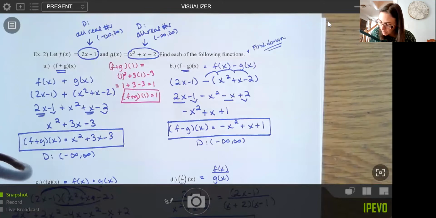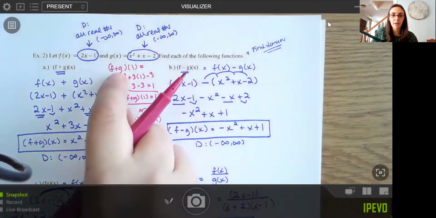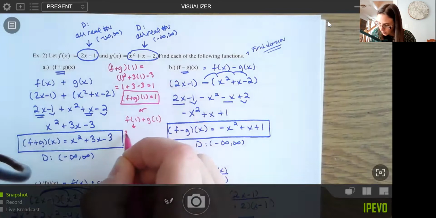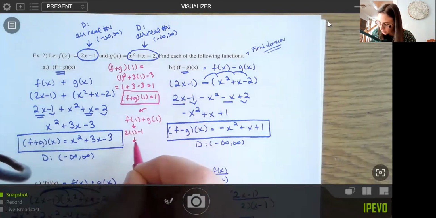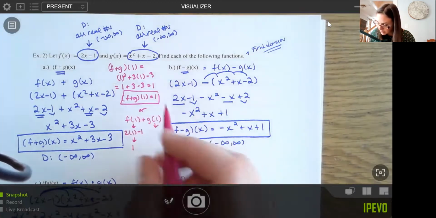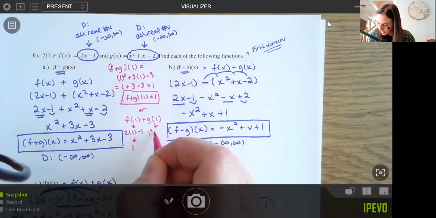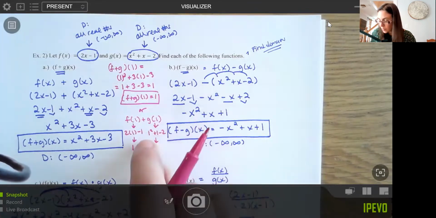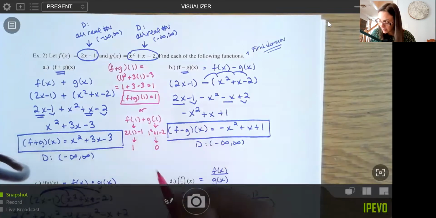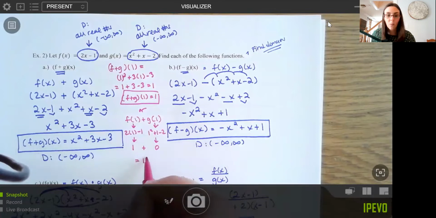Another way you could do it is you could actually find the value of one of the two functions individually first and then add them together. So I'm adding because it says add here. So f of 1 is 2 times 1 minus 1, which is 2 minus 1 or 1. And then g of 1 is going to be 1 squared plus 1 minus 2. So 1 squared is 1, 1 plus 1 is 2, minus 2 is 0. And if I add those together, you see you still get the answer of 1.